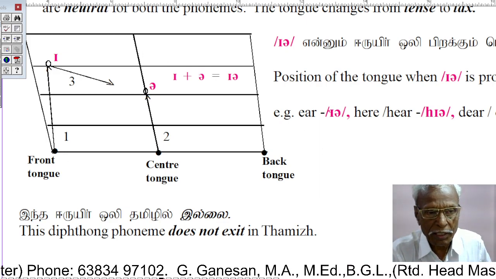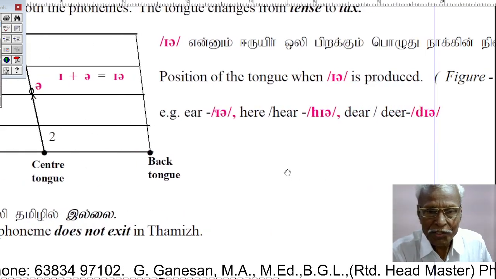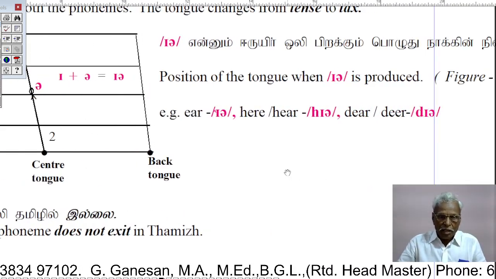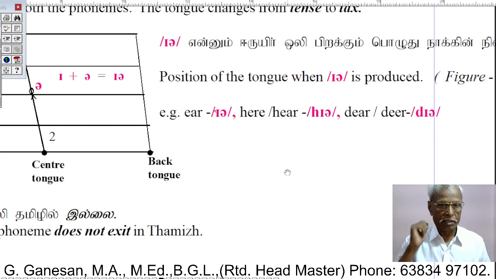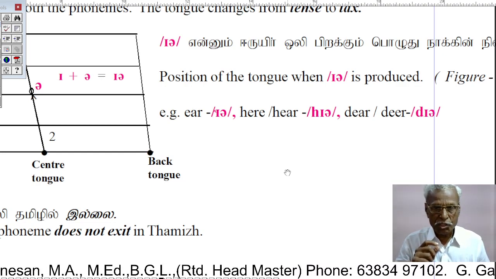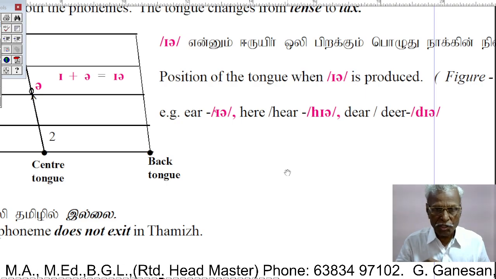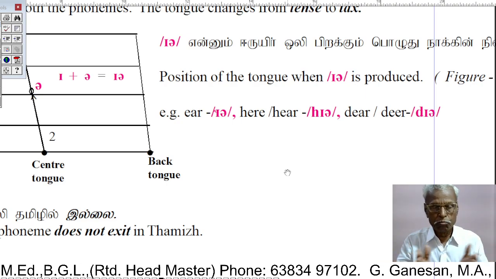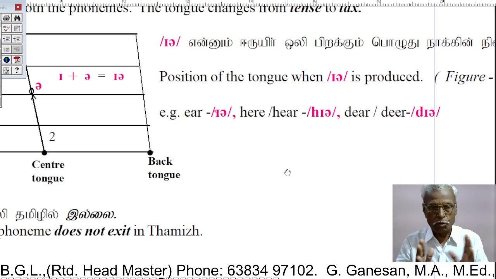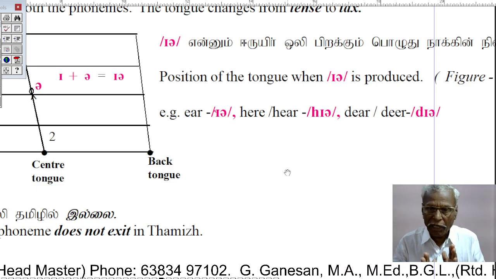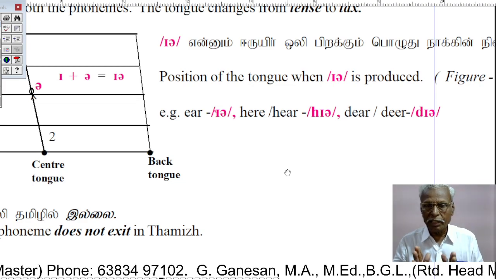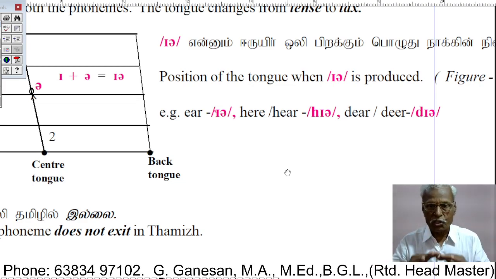Let us see the examples. Ear, not ear. Here, H-E-R-E, and hear, H-E-A-R. Both the words are homophones. Here, here. Dear, D-E-A-R, and deer, D-E-E-R. Both are homophones.